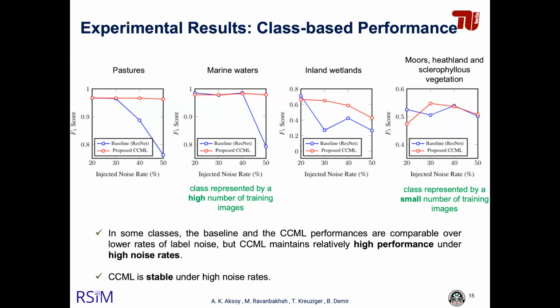We also analyzed the class-based performance of the proposed CCML and the ResNet baseline model. In some classes, baseline and CCML performance are comparable over a lower rate of label noise. However, the proposed CCML maintains relatively high performance under high noise rates compared to the baseline model, which demonstrates the stability of the proposed CCML under high noise rates. Furthermore, we observed that the classes with a small number of training images are more affected by the label noise compared to the classes presented with a high number of training images.